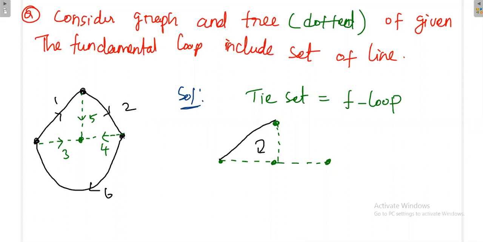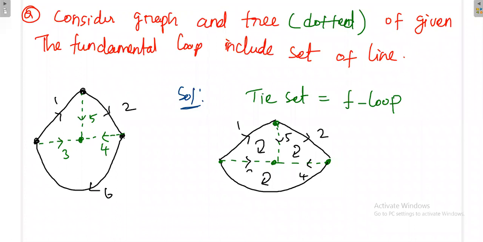Then you add another link, and you'll get another fundamental loop. Then you add another link, and you'll get another loop. So this is the way to form the fundamental loop. In this case there are three fundamental loops possible, but what are they? That is the question. Now I am denoting the branches here: 1, this is 5, this is 2, 4, and this is 3.